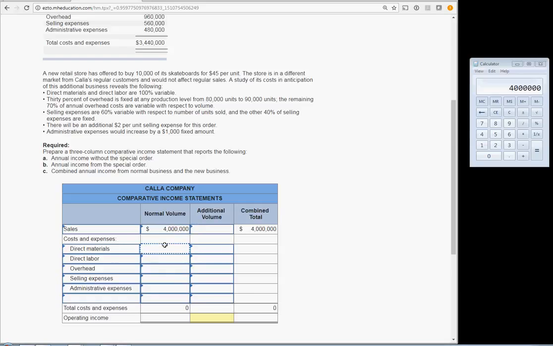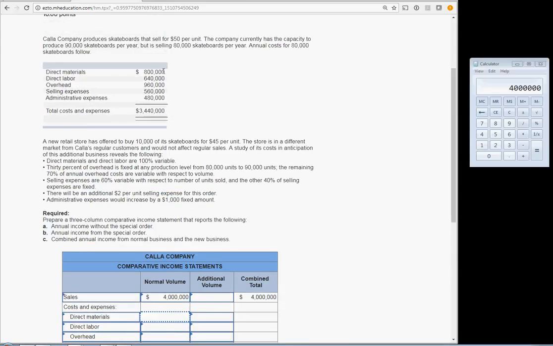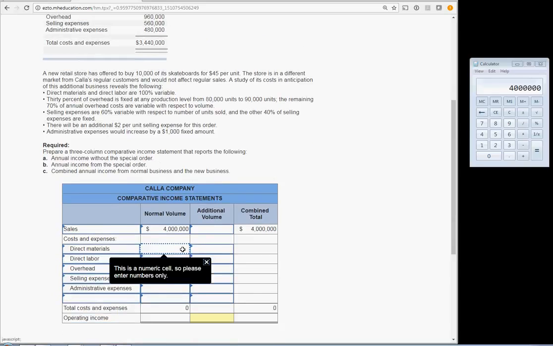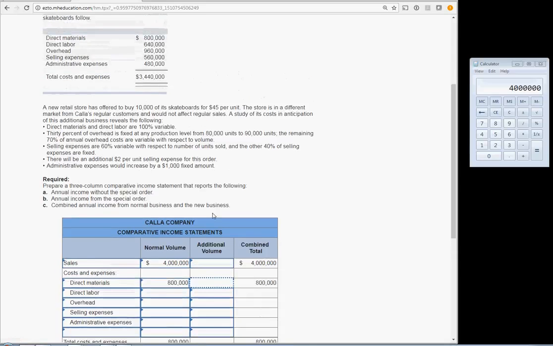Okay. Direct materials at normal volume. Okay, I think we can probably figure that one out too, right? So if we go up here and we look at direct materials, if it's 800,000, it's 800,000. They've already done the math. This is at our normal volume. I don't have to go break this down to a per unit cost. Direct materials, 800,000. It already tells us that direct labor is 640,000. Overhead was 960,000. This is just our normal volume. This is what we already know. Our selling expenses are 560,000.